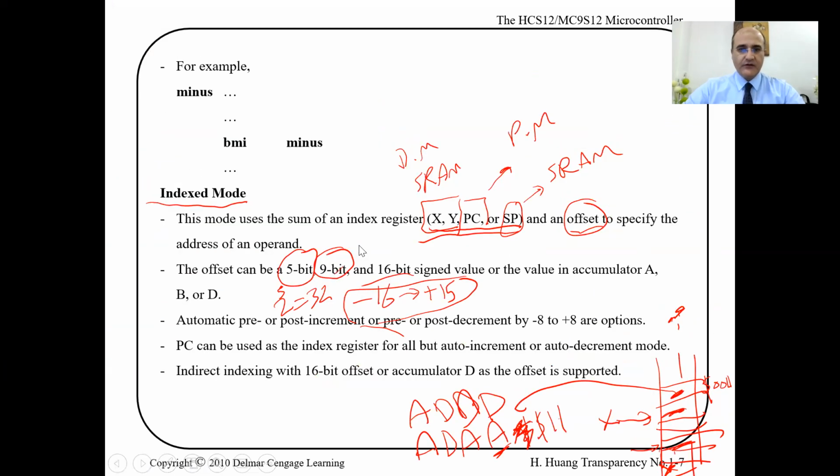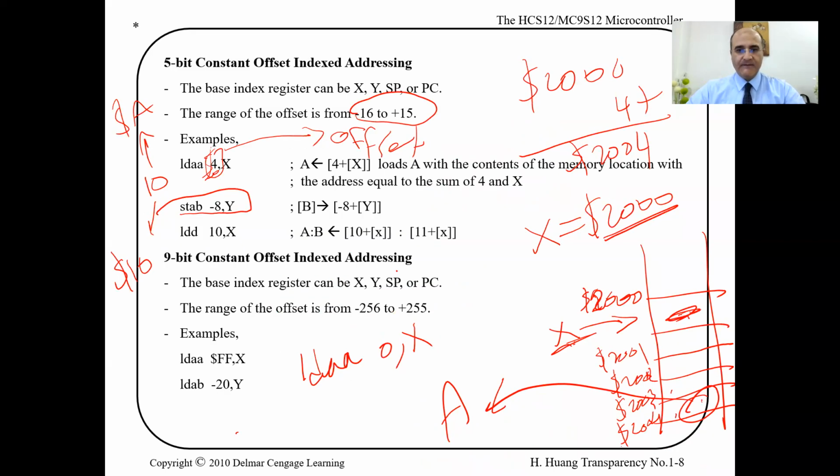9-bit or 16-bit. 16-bit is from minus 32K to plus 32K. Okay? So the same concept. You load and store. What is the benefit of using an index register? To point to a memory location, and you tell it, I want to load contents from a memory location that X or Y is pointing to.